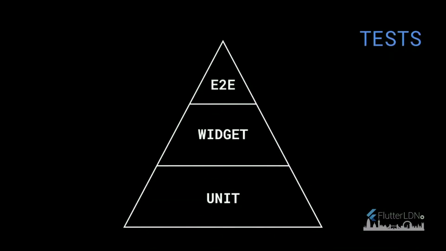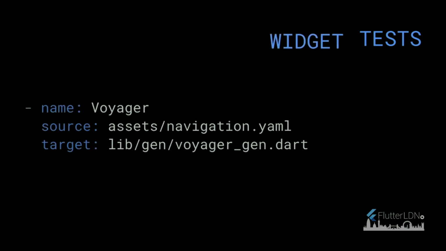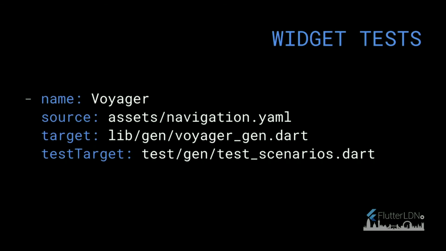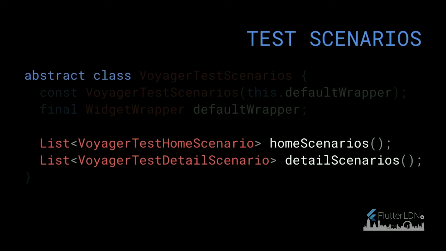I lied. I want to talk about testing pyramids, Flutter again. And this is where Voyager excels, because you might ask what code generation has to do with all of this. So you supply an extra line to generate some code for your test code, and this will give you this class. And this class is abstract and has two methods because we have two screens.